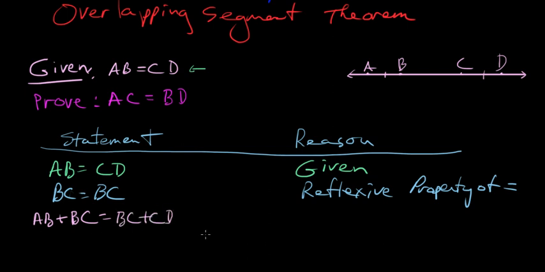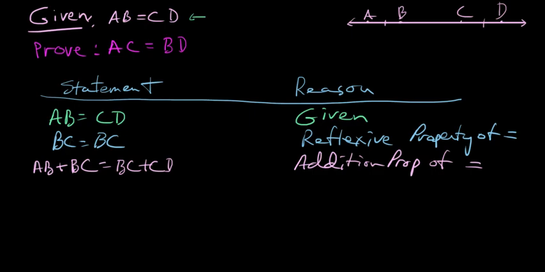What have I done here? How is that possible? That's possible because of the addition property of equality. The addition property of equality tells me that I can add the same thing to both sides and they're going to be equal. And BC is equal to BC, so I add the same thing to both sides. Now they're equal. Then I say AB plus BC equals CD. Excuse me, AC. I really need to watch my letters here.